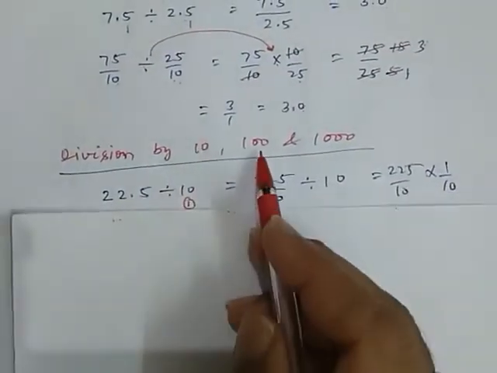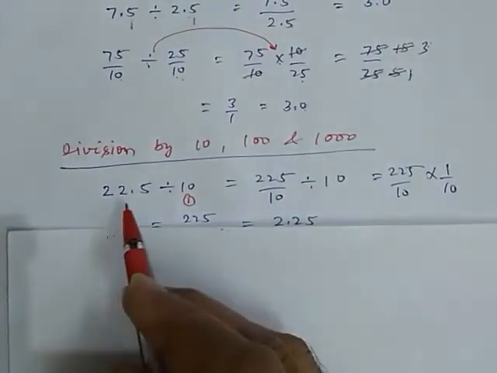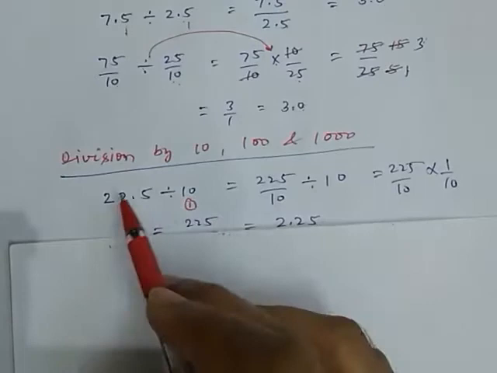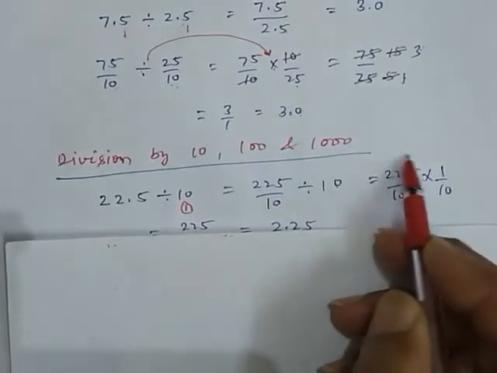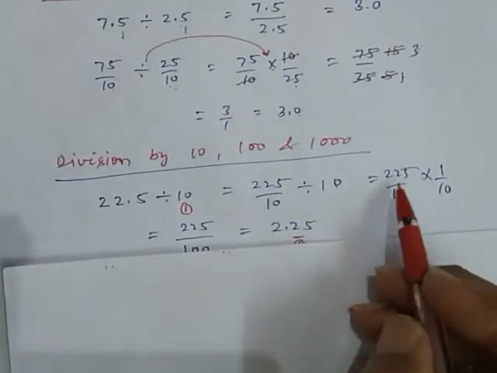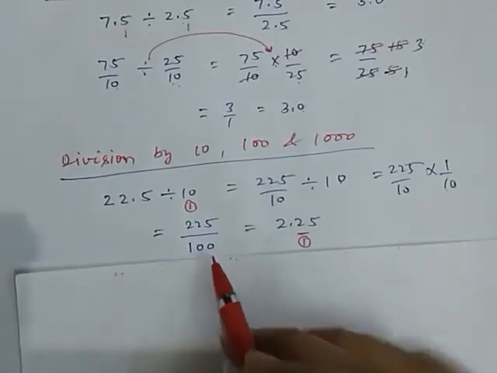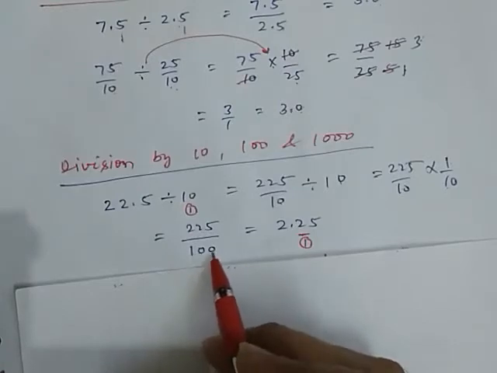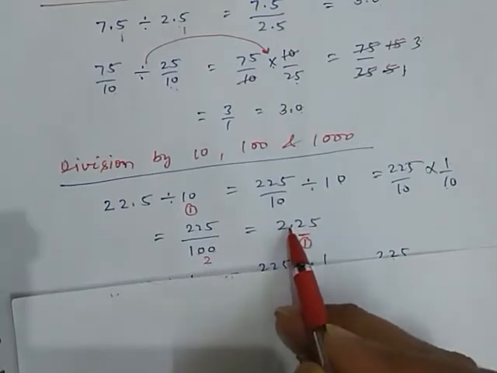Division by 10, 100 and 1000. So we start with 10. 22.5 divided by 10 means this can be written as 225 by 10, divided by 10. By converting this division into multiplication, we invert that number to 1 by 10. So this is 225 into 1, 225, and 10 into 10, 100. Now, after 2 digits we put the decimal because here 2 zeros are there, okay.